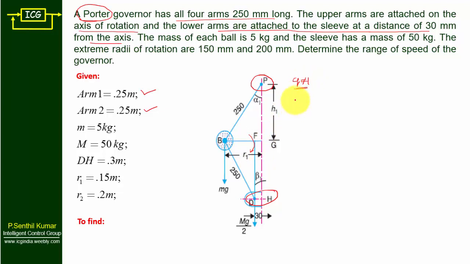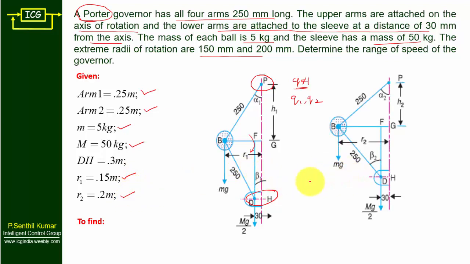If q is not equal to 1, we need to find out q1 and q2. q1 for the minimum position, q2 for the maximum position. The mass of each ball, small m, is 5 kg, and the sleeve has a mass, capital M, of 50 kg. The extreme radii of rotation are 150 mm, that is 0.15 meter, and 0.2 meter.